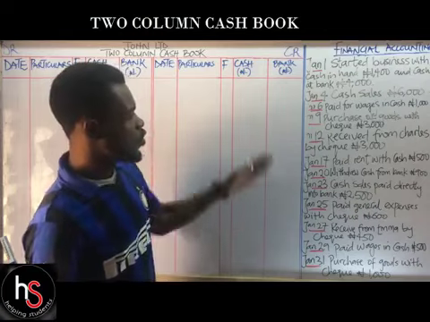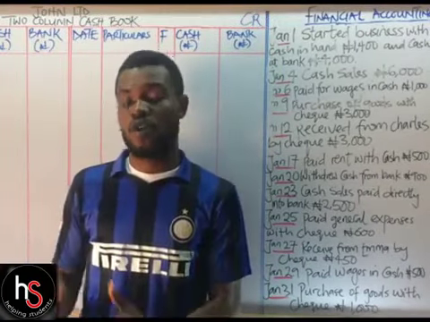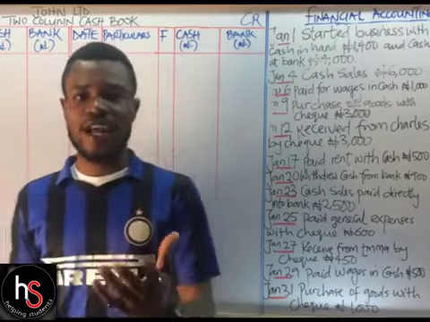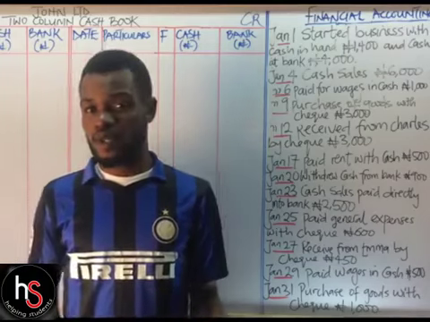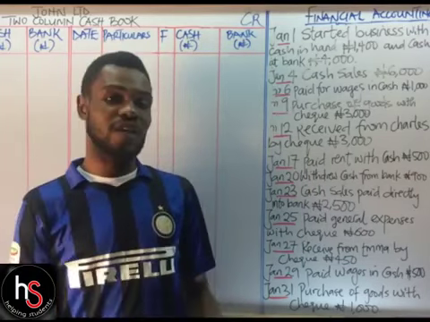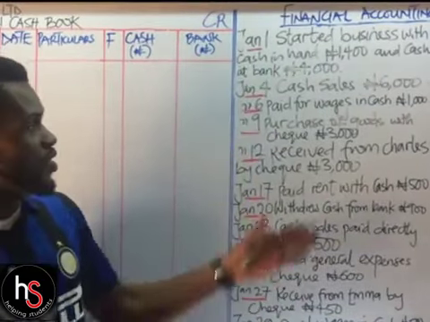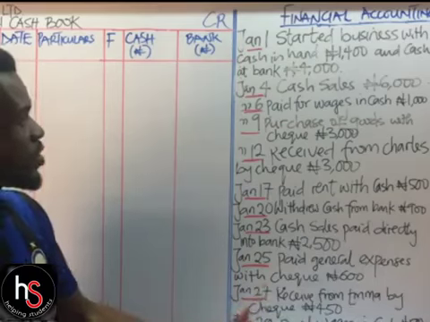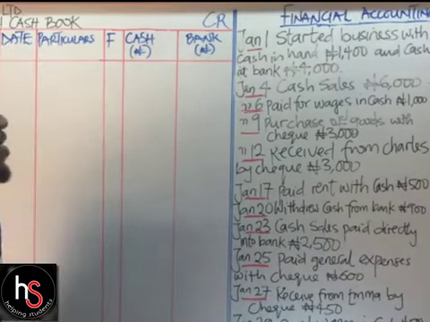Now, the question went straight ahead without telling us if we are to solve for a 1-column, 2-column or 3-column cash book. But just like I told us in the previous video, the single-column cash book, most questions are going to specify what we're going to use, if it's going to be a 1-column cash book or a 2-column cash book. Unlike this question, it just went ahead to present the questions for us to answer.